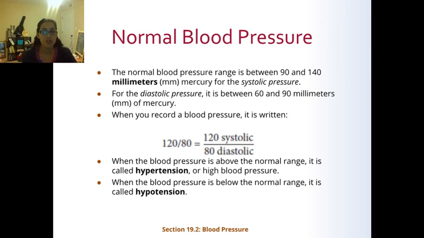When the blood pressure is above the normal range, it is called hypertension. You've seen a lot of commercials about drugs treating hypertension, or high blood pressure. What it means is the blood vessels are not completely relaxing, having less force. When the blood pressure is below normal, it's called hypotension. You need to know these terms.